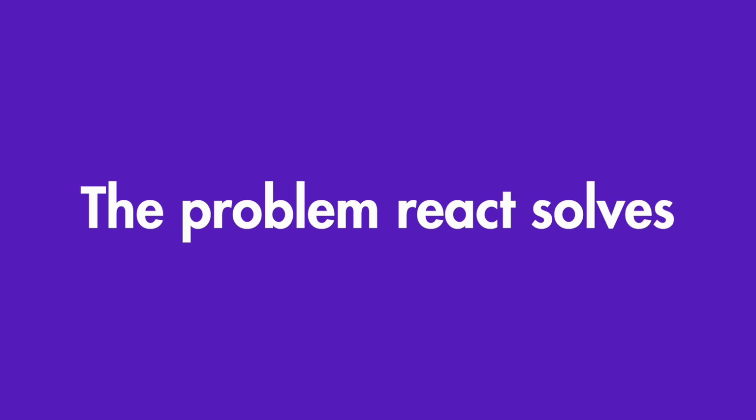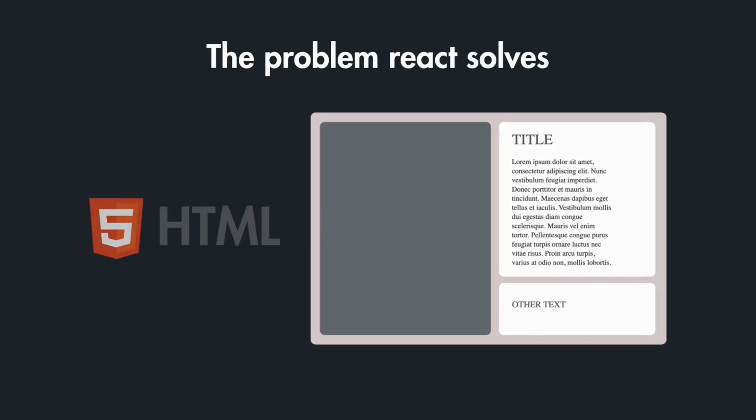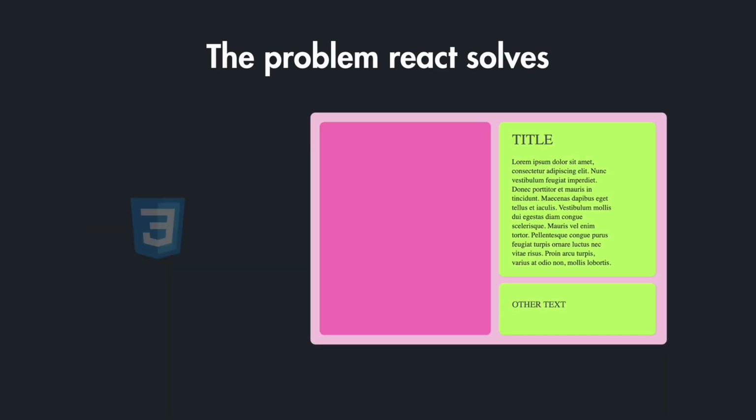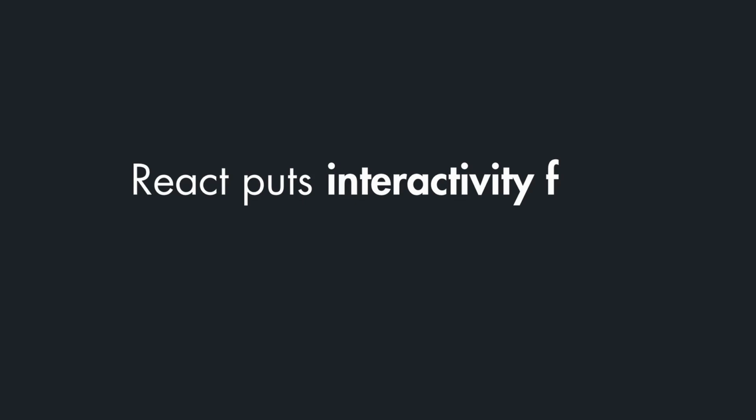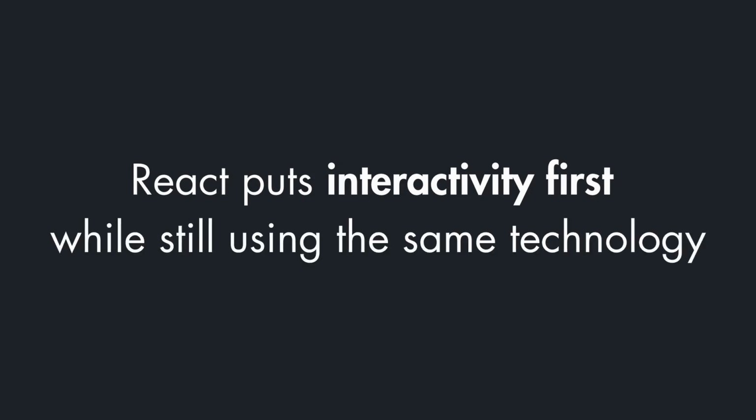But what is the problem that React tries to solve? Traditionally, when creating web pages, web developers marked up their content and created the structure with HTML. Then they added some stylings with CSS, and at the end maybe some user interactions with JavaScript. And this still works when the interaction is a nice to have feature, but now it is expected for many sites and all applications, so React puts interactivity first while still using the same technology.